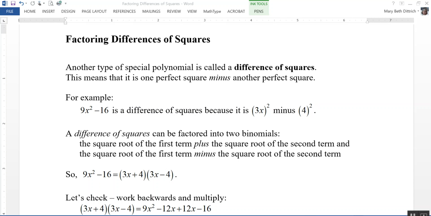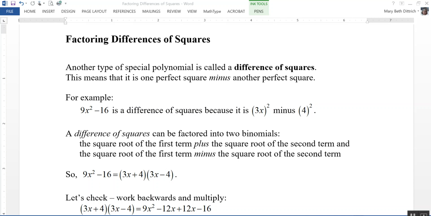number 4 squared. So 9x squared is a perfect square because it's 3x times 3x. 16 is a perfect square because it's 4 times 4, and it's a subtraction in the middle. A difference of squares can be factored into two binomials.